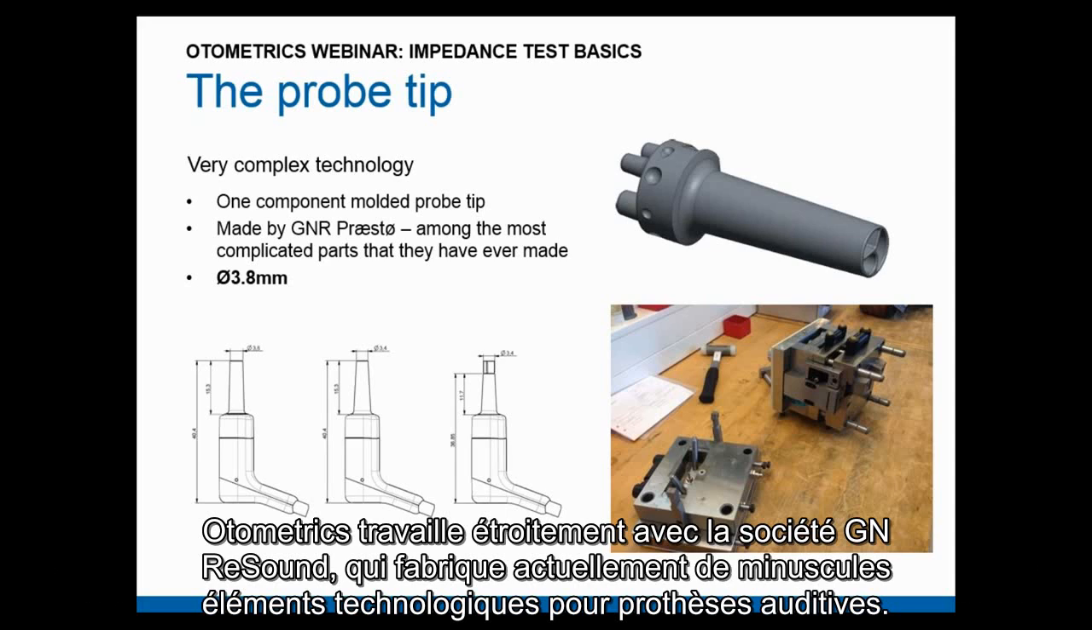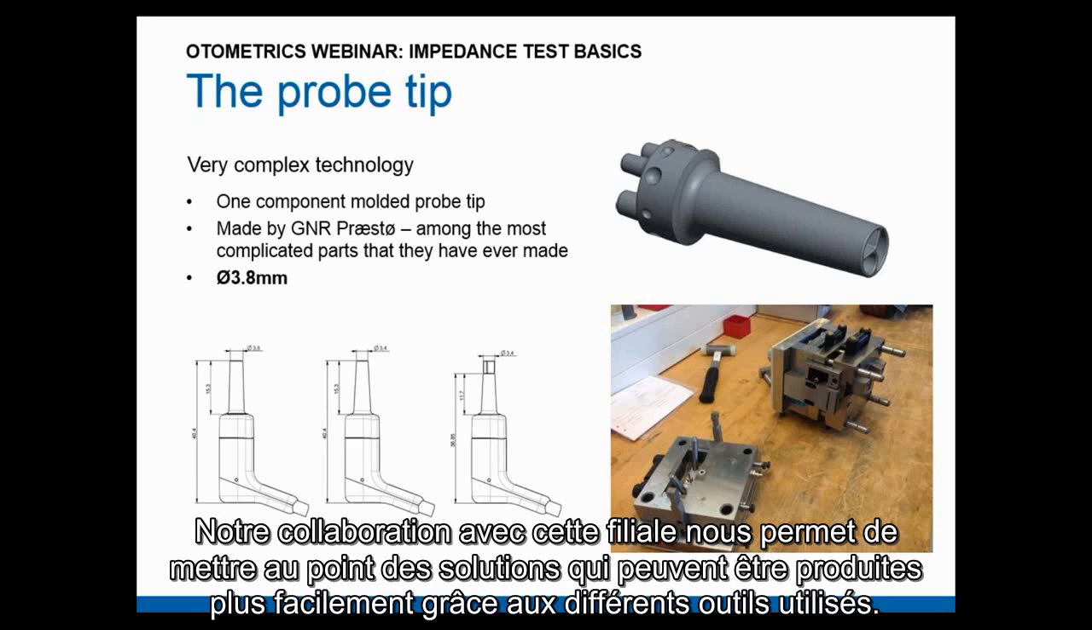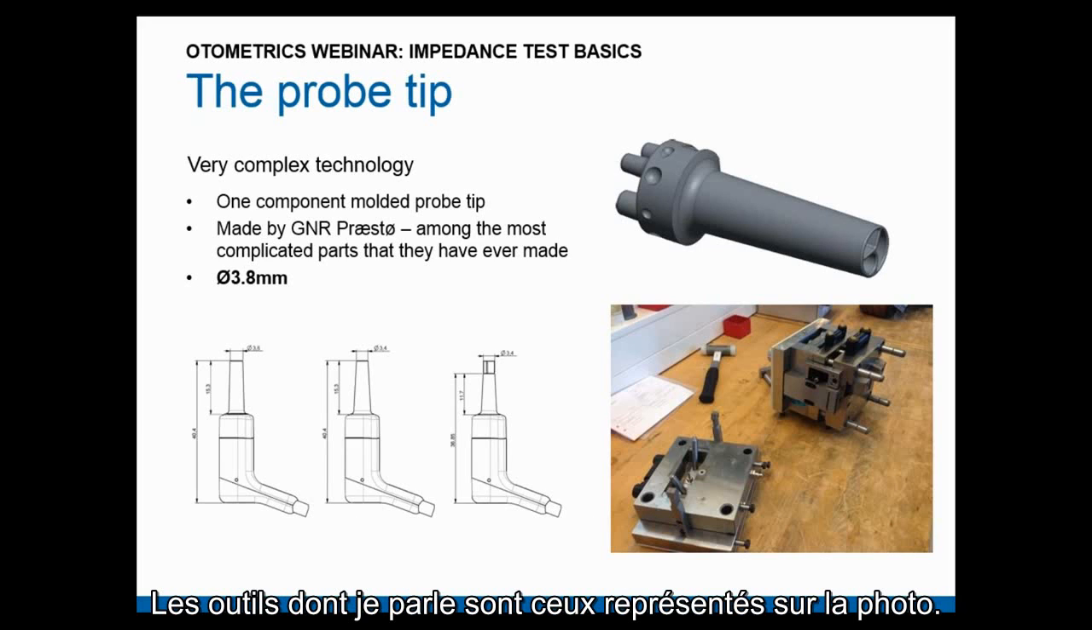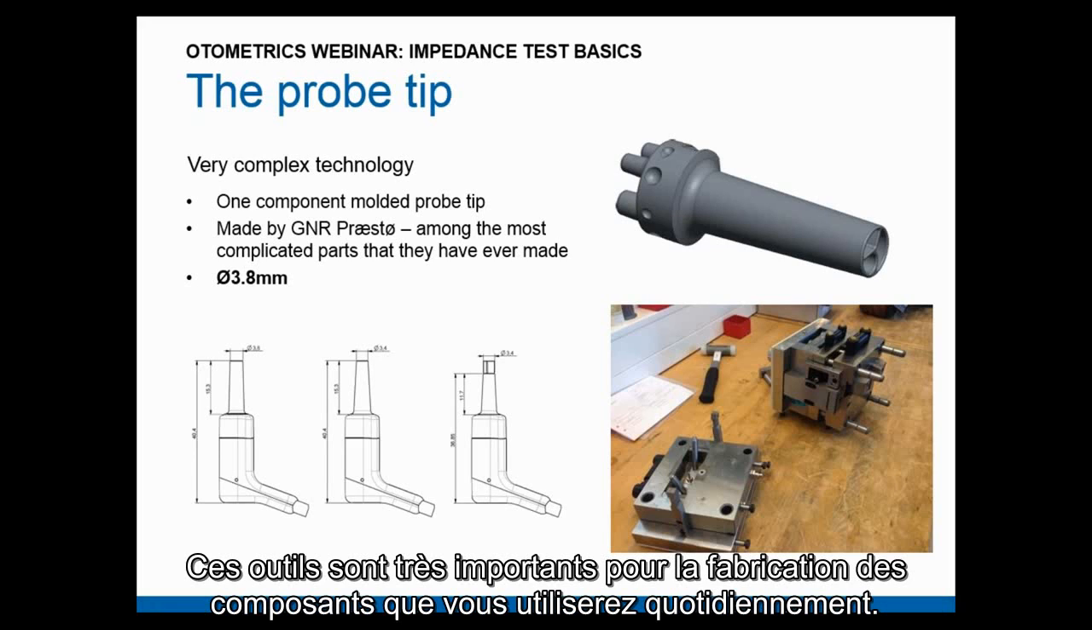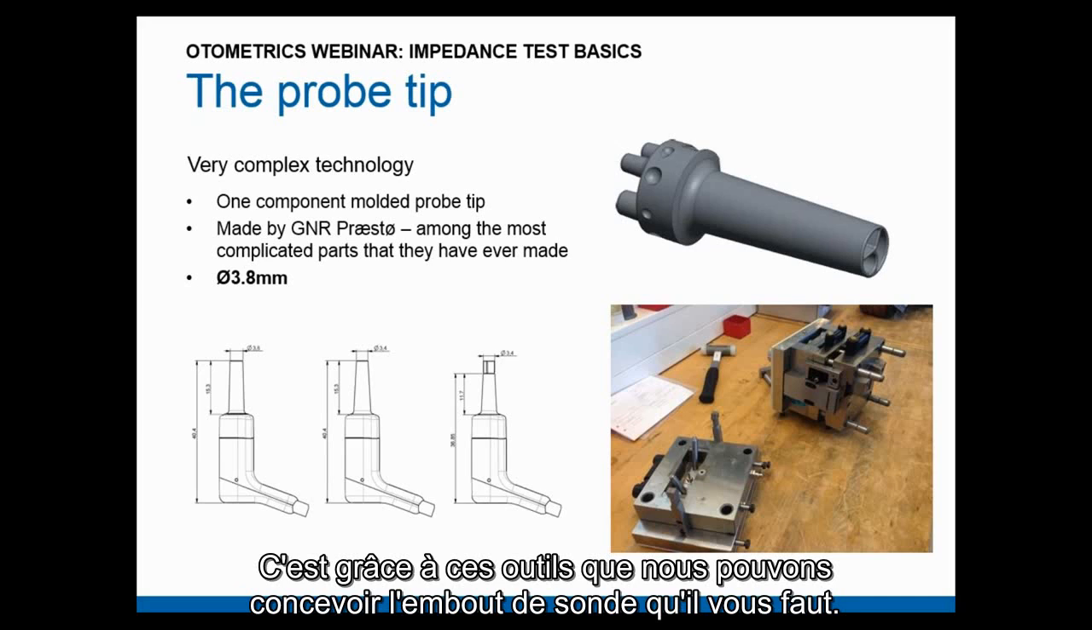In Otometrics, we work closely with the company Genui Sound, which works on very tiny pieces of technology for hearing aids. And this collaboration with our sister company helps us to develop solutions which can be made in an easier way, because of the different tools we are using. When I talk about the tools, it's the picture you can see on the slide. Those tools are very, very important in the process of manufacturing the components you will use on an everyday basis. Basically, having these tools allows us to design the right probe tip for you.